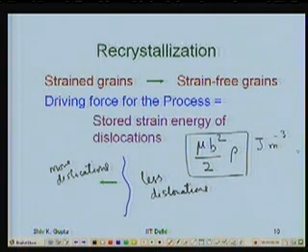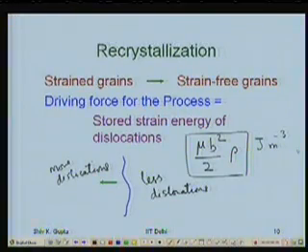So what temperature am I talking about? Not the temperature of working. Temperature of deformation I'm not talking about. I'm talking about the temperature of annealing, after the deformation is done. So that number is not going to change. That number comes about at the time of deformation.